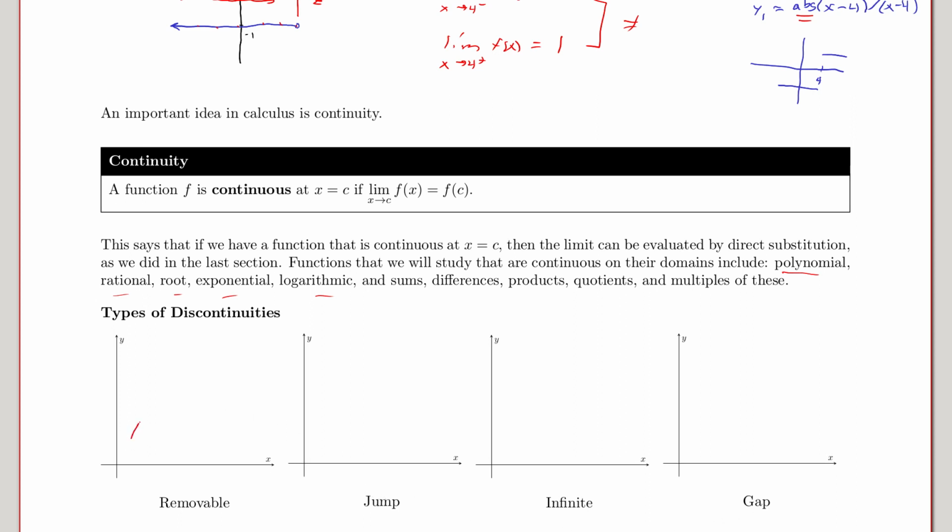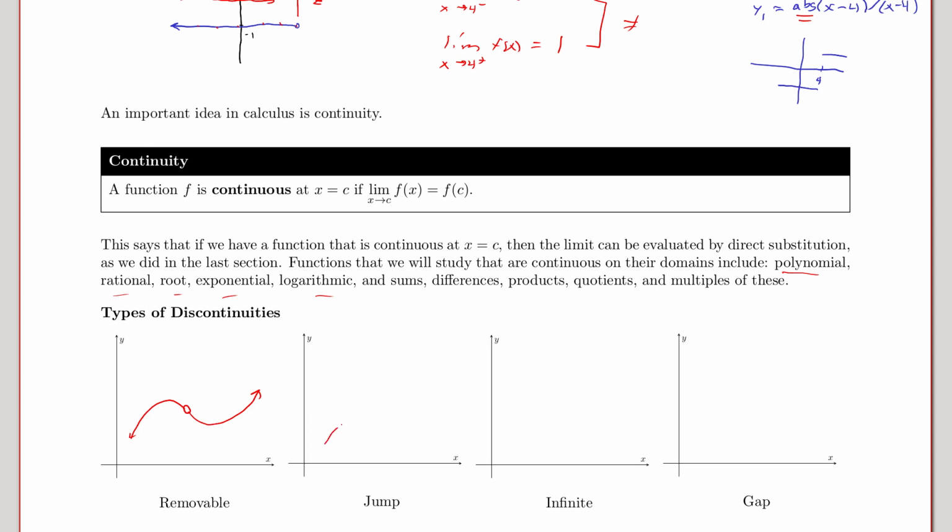So a removable discontinuity is something like this, where there's just a hole in the graph. We call it removable because in the last section, when you were doing the algebra and you had a common factor in the top and bottom of a fraction, when you divided and then were able to take the limit, you removed the discontinuity. Also, I could easily define a new function that just filled in that one hole without changing the overall look.